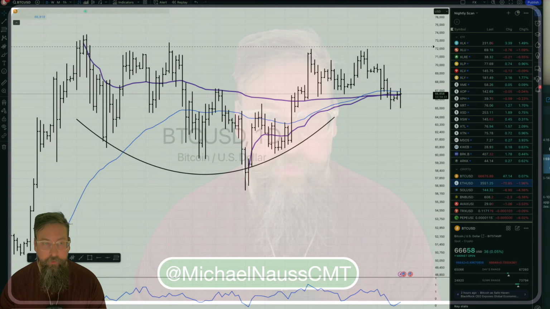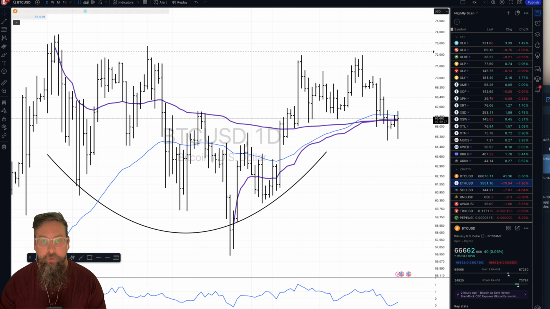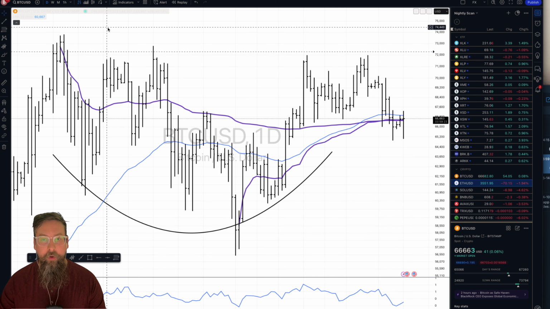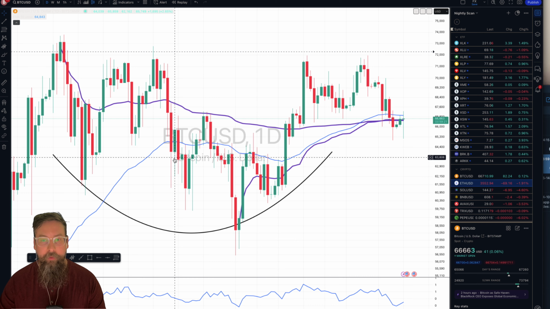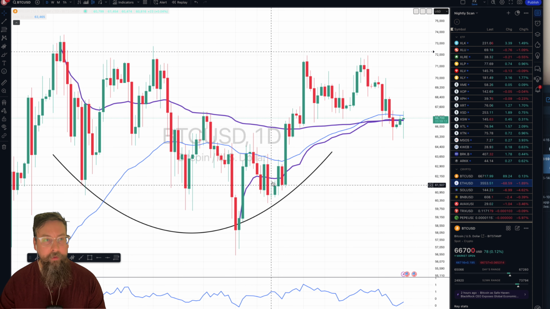So without further ado, we're getting started here with Bitcoin. The trade is not on Bitcoin, but I just want to use this as a premise to start with. We have an anchored VWAP from the lows. Let's make this candles, I know people like candles. We have an anchored VWAP from the all-time high right here, and we have an anchored VWAP from this major significant low as well.